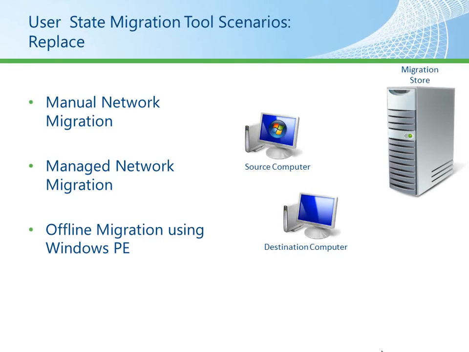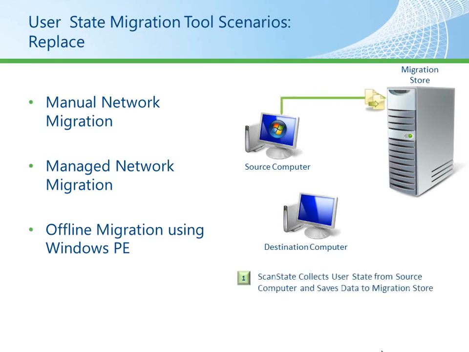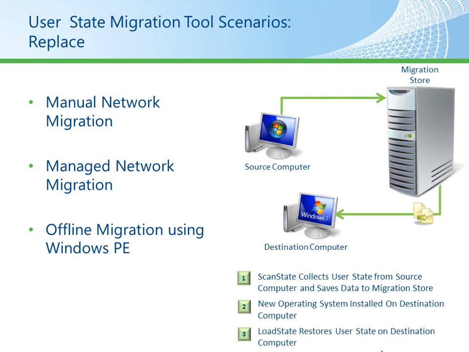So the first thing I'm going to do is a scan state to collect the user state from the source computer and save that state to my migration store. Now I have that state on the migration store. I can now install a new operating system on my new destination computer, and then once that operating system is installed, I can run a load state and restore the user state onto that destination computer.